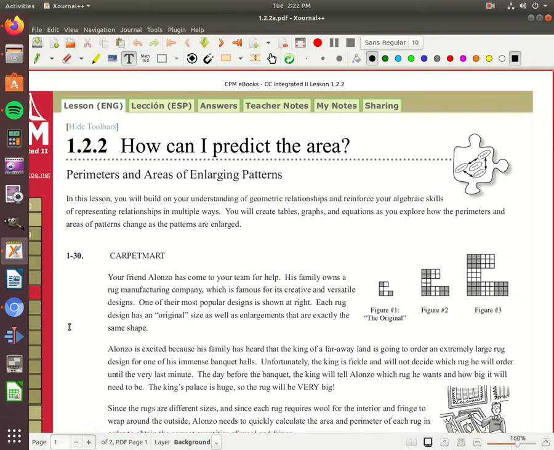2, how can I predict the area? So we're going to move into perimeter and area of enlarging patterns. In this lesson, you will build your understanding of geometric relationships and reinforce your algebraic skills of representing relationships in multiple ways. You will create tables, graphs, and equations as you explore how the perimeters and areas of patterns change as the patterns are enlarged.